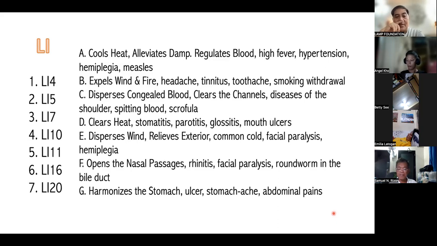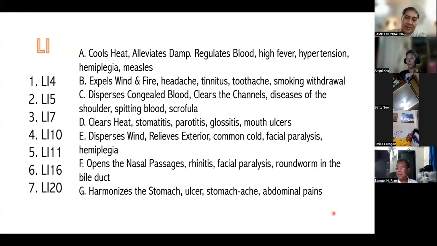The answer, Doc, is letter G. Okay. Harmonizes the stomach, ulcer, stomach ache, and abdominal pains. Okay, why is it effective for the stomach? Well, why can this be used sa stomach? Ano bang connection ni large intestine kay stomach? Nag-harmonize po, Doc, sa stomach.